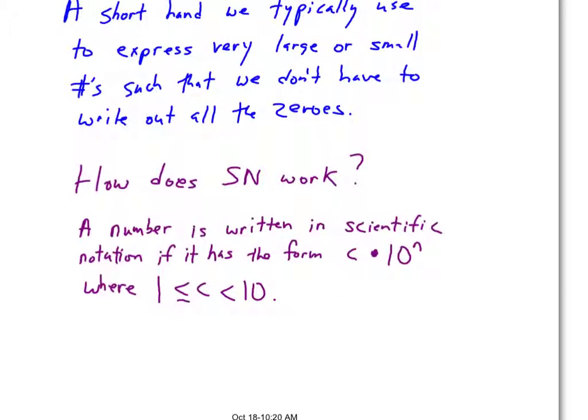Well, you have, let me just write this. This looks like a check mark, but that's actually a C. That's just a generic number, and that's an N. So a number written in scientific notation has the form C times 10 to the N, where C is a number that is greater than or equal to 1, but less than 10. All right, so let's go to the next page and see how this works.